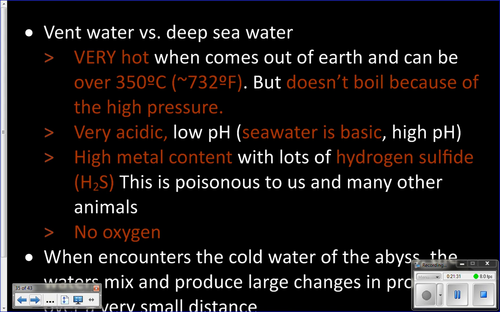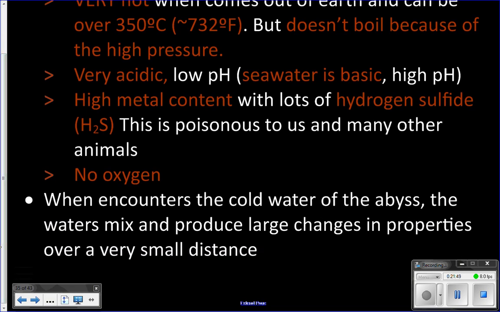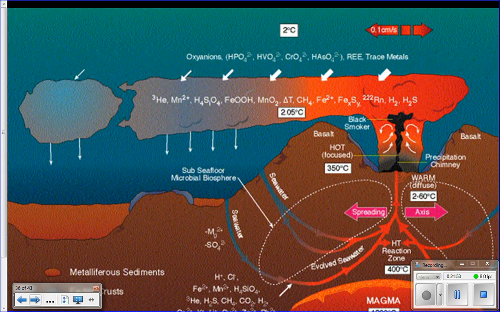Vent water is very acidic. Seawater is basic. Vent water has high metal and mineral content, and also has a lot of hydrogen sulfide in it. It also has no oxygen in it, whereas seawater will have some oxygen. So when the two meet, chemical reaction. So here's a picture to help you see. Here's the seawater getting forced into the crust. It's heated up by the mantle and then rises back through the mid-ocean ridge.